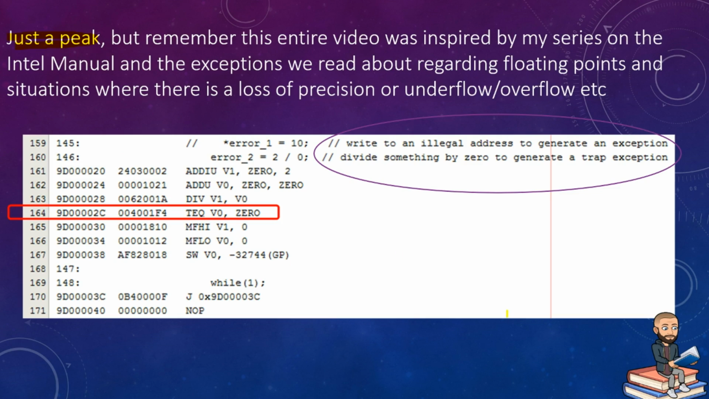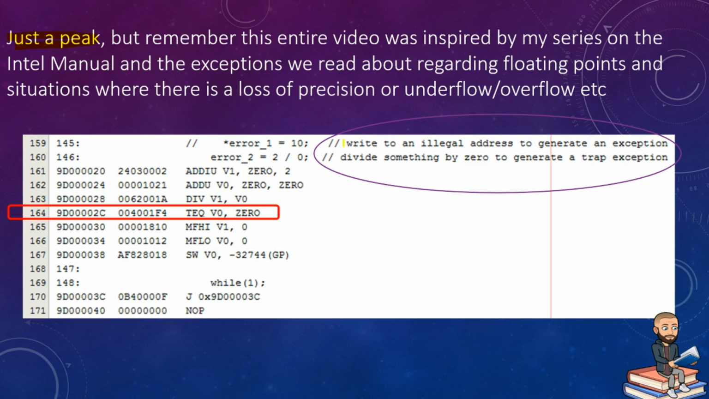Remember, this video was inspired by my series on the Intel manual, and the reason I'm making this is because we're at the exceptions part while reading about floating points and all these different types of situations that can occur when working with floating points. Even something as simple as the computer realizing that there's a loss of precision going on. It also talks about underflow. Most of you are probably familiar with overflow, or at least you've heard of it before, but there's also an underflow situation that can occur, which is really similar, maybe not surprisingly, to an overflow situation.